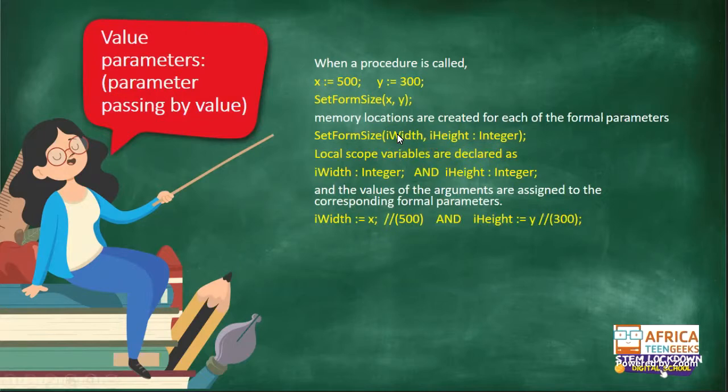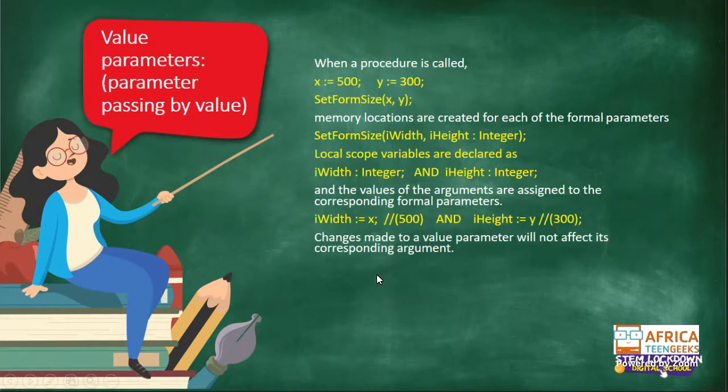So now at this stage, these two variables actually have values, and I can now carry on and do my task by executing the implementation code in that procedure. And every single time I reference I width and I height, I would be referencing the value that was called, the 500 and the 300.